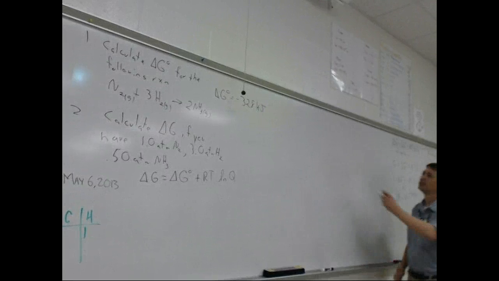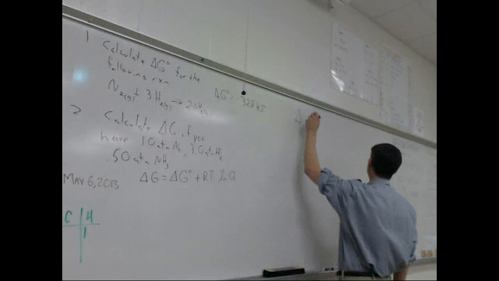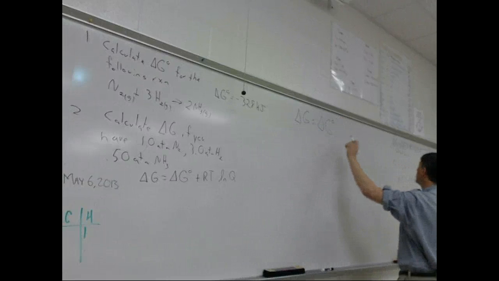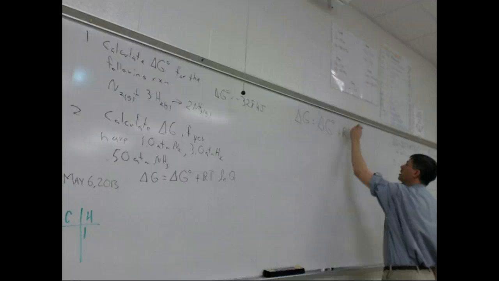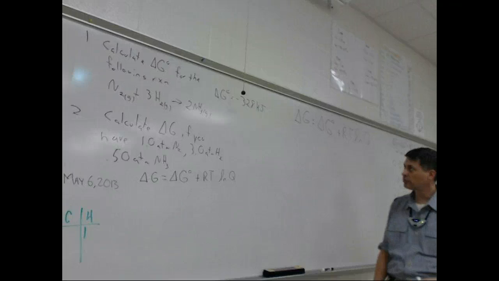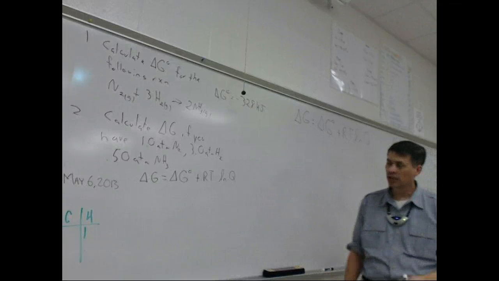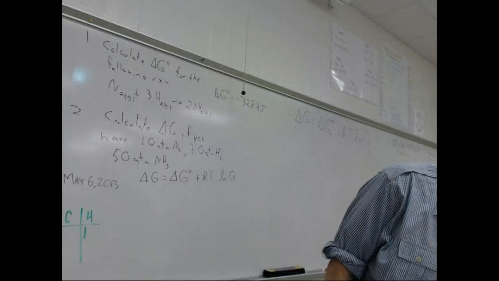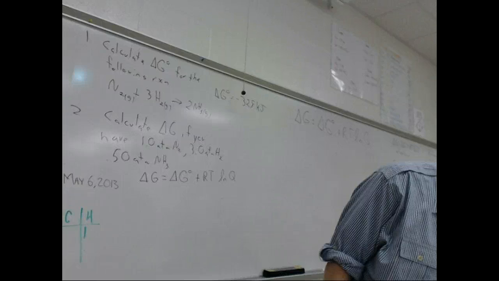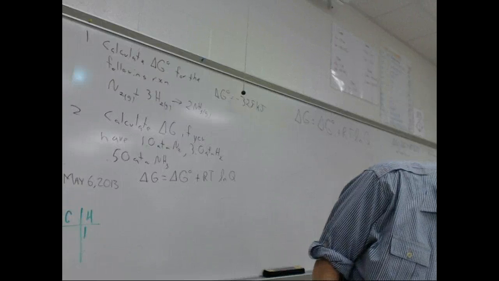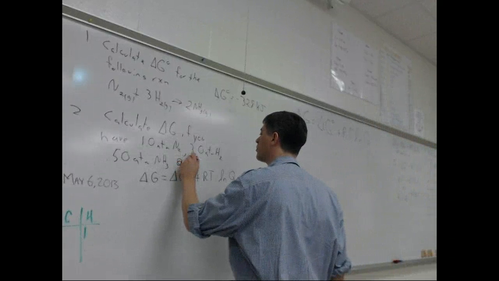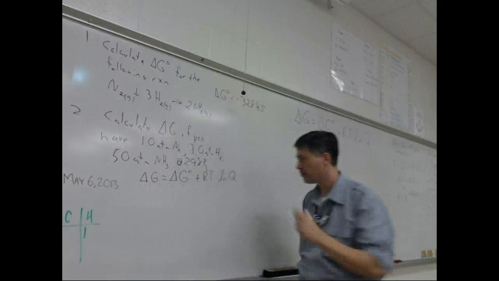Delta G equals delta G naught, which we just solved for in the first question, plus RT natural log Q. Temperature is, we're still at standard temperature, so 298.